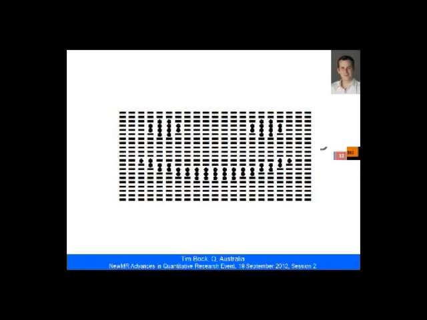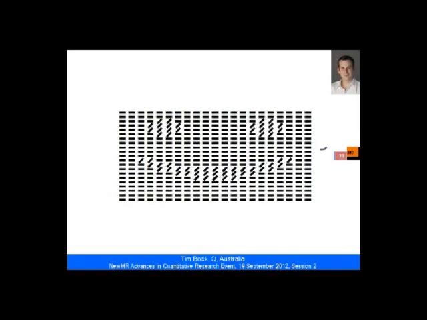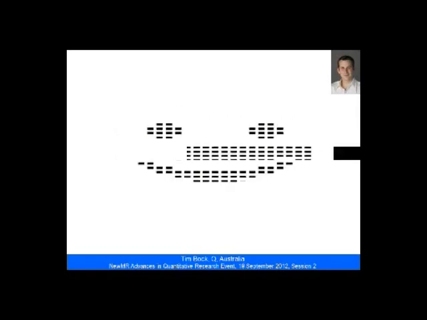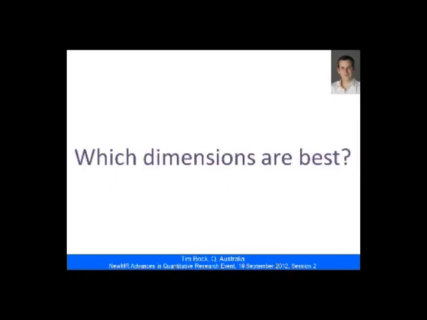We can look at the shape of the objects that we put onto the screen. We can look at the degree of intensity of the shading or the luminance. We can look at the orientation or rotation of objects. We can play about with size. We can make things blink. And we can use movement. Which all leads us to the question of which dimension should we use?